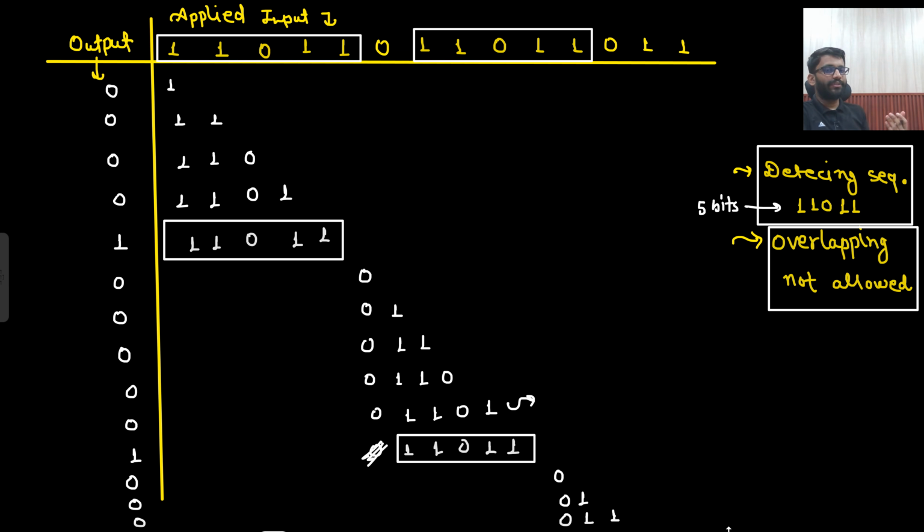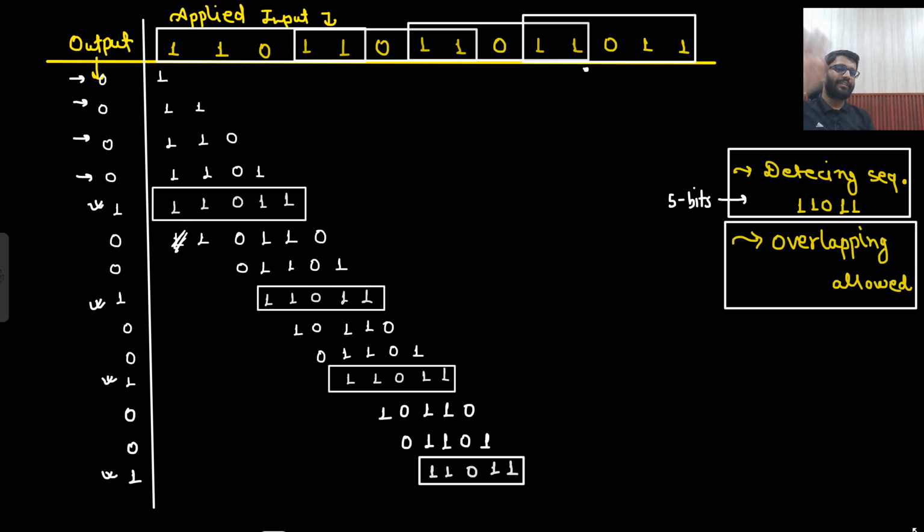It will be highly used in our next video. So what I am saying is that in case of overlapping not allowed, once you detect the sequence, your register gets cleared. You start again from the beginning, that is 0. So here I am starting from here. In case of overlapping allowed, your register doesn't get cleared, only one of the bits is removed, so you again see there are 5 bits altogether.